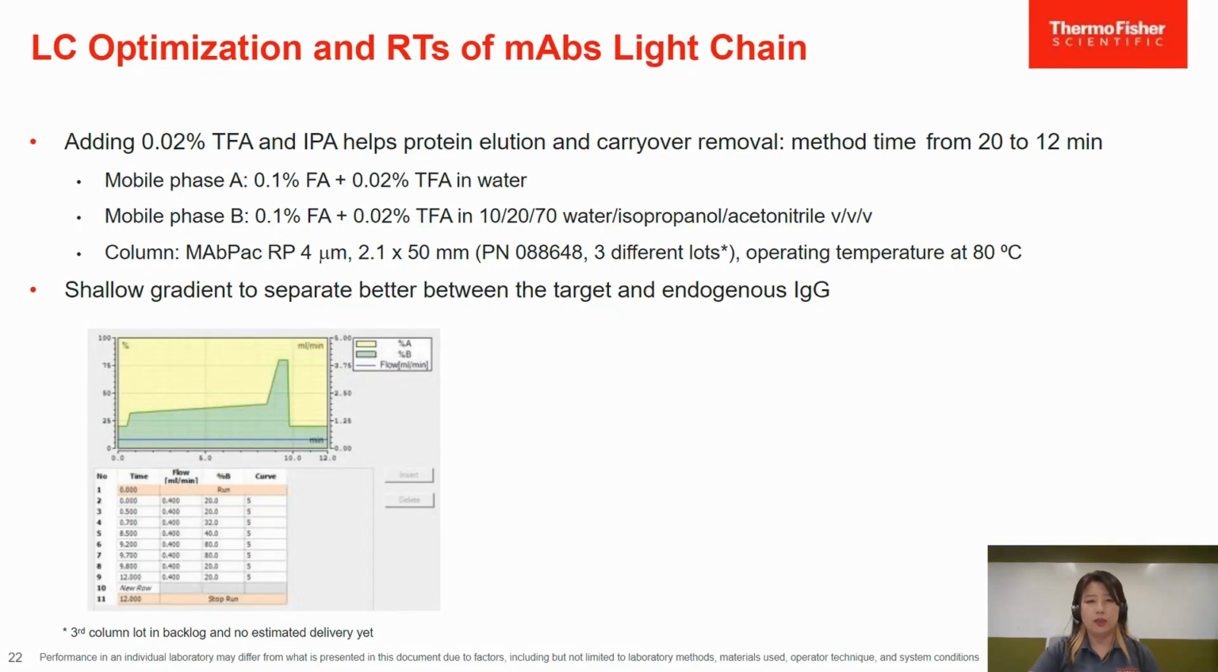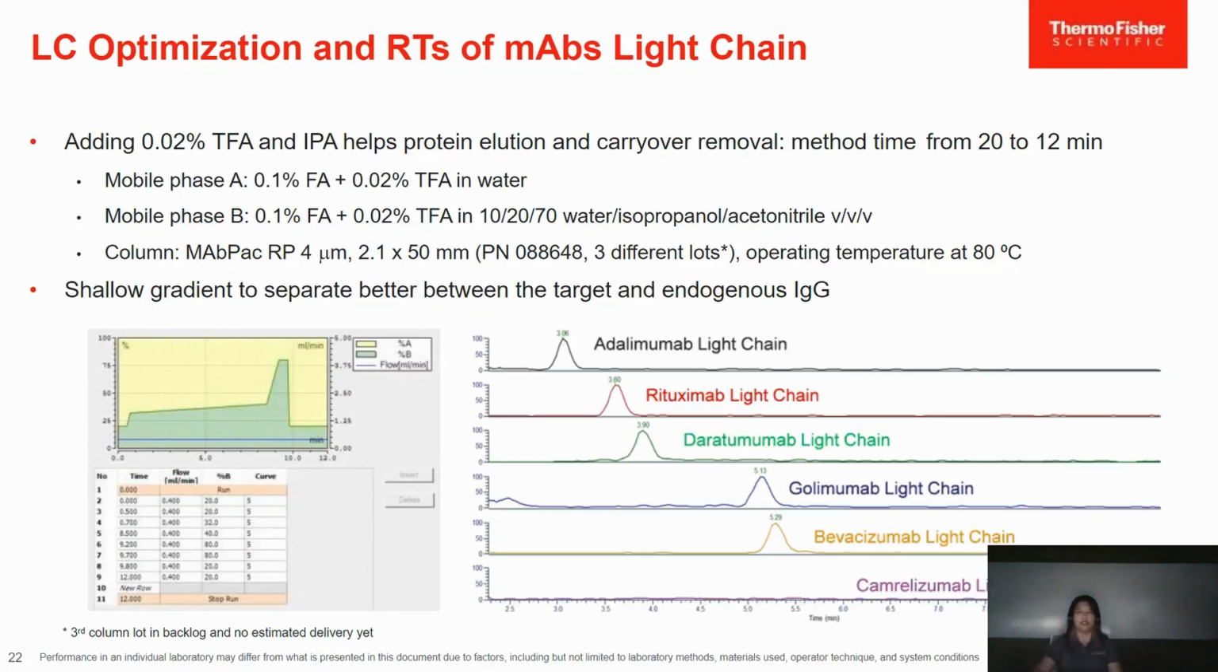So this is the final composition of our mobile phase with a column, which is a MAbPac reverse phase column. And we ordered 3 column lots for the quick column reproducibility evaluation. And it's shown in the bottom side of the graph. It's the gradient we use for this workflow, and as a result, there's a nice separation between six mAbs across the different acid gradients shown in this chromatogram.